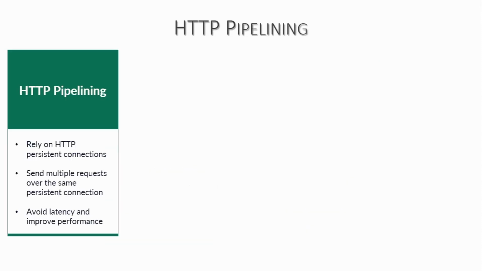Next, we have HTTP pipelining, which relies on persistent connections or HTTP keep alives. It is used to make performance better, especially over high latency connections where waiting for a response before sending the next request can cause a lot of delays. HTTP pipelining will send multiple requests that come after each other over the same persistent connection without waiting for the response from the server. This will avoid the latency of the connection, and performance could also be improved.